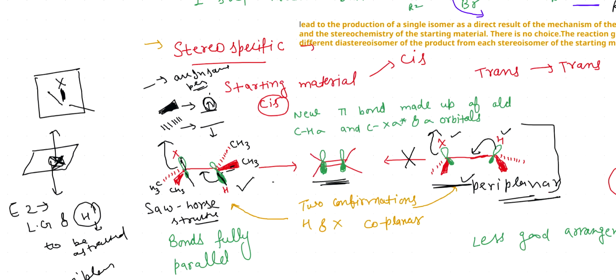So for the E2 mechanism, the leaving group and hydrogen should be anti-periplanar, meaning both should be in opposite directions. If I summarize, E2 elimination reactions preferentially take place from the anti-periplanar conformation.